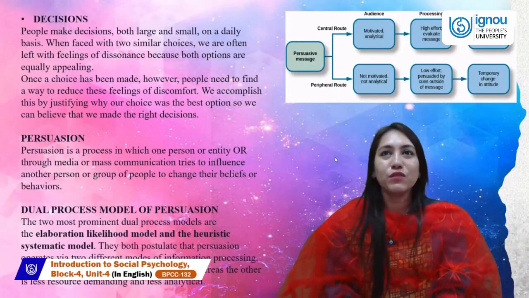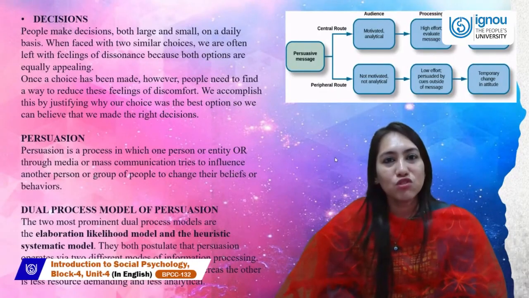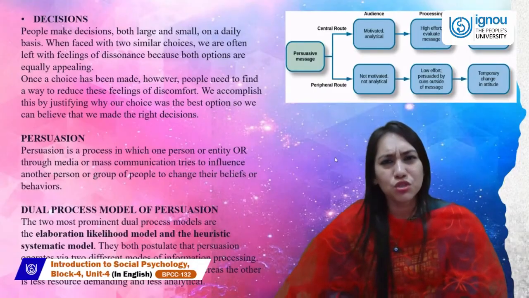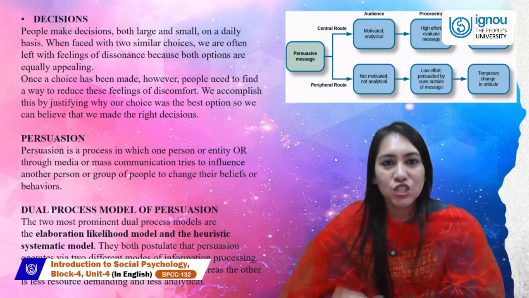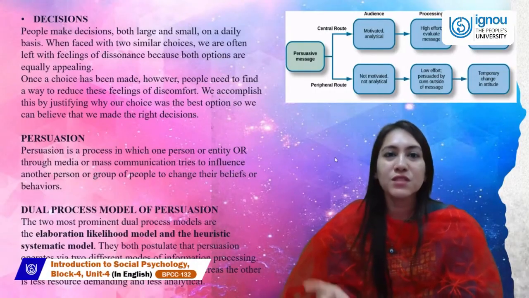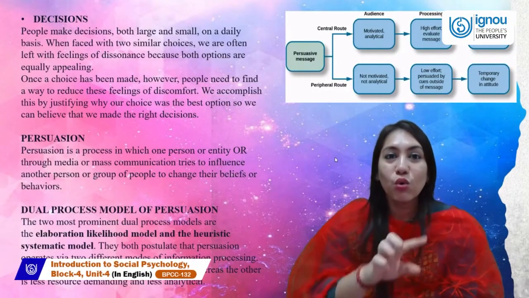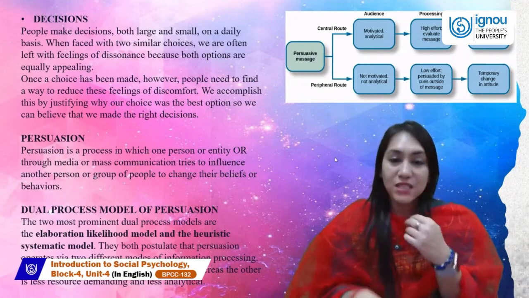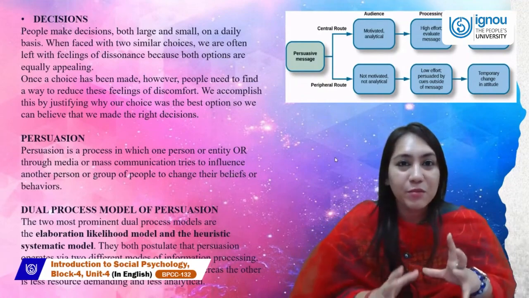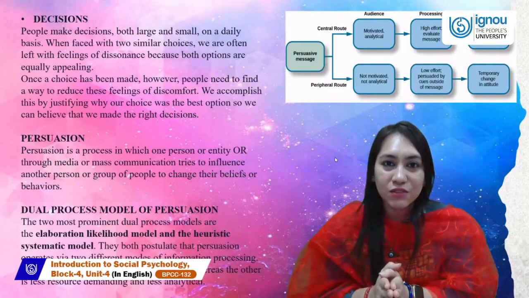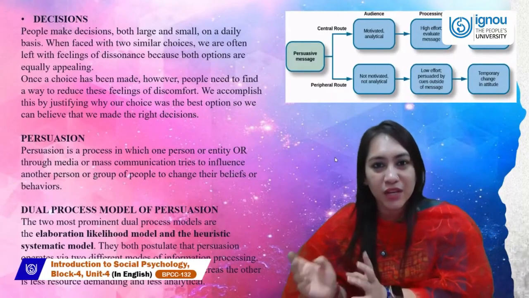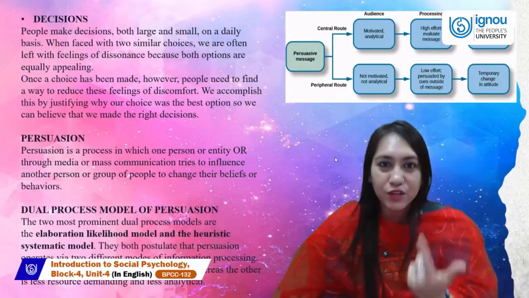Let's take an example. A child is told that this activity is good and you just do it because you get great grades for it. The child is doing it just for the sake of good grades. It's only on the periphery. Remember, the core is not being changed. The child is not gaining skill in that activity, but only completing it to get good grades. So it's the peripheral route.